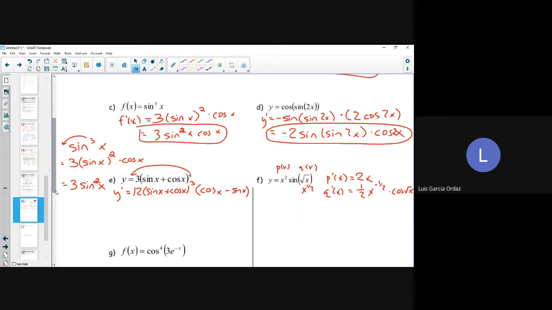So which means that my derivative is going to be 2x times sine of the square root of x plus, we're going to get x squared times x to the negative 1/2, which means I get x to the power of 3 over 2 times cos of root x all over 2.